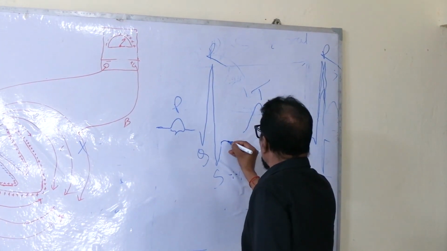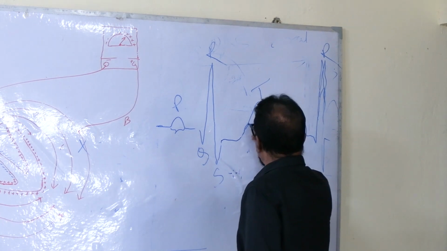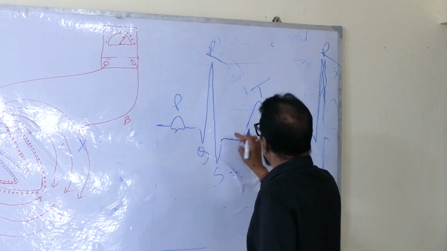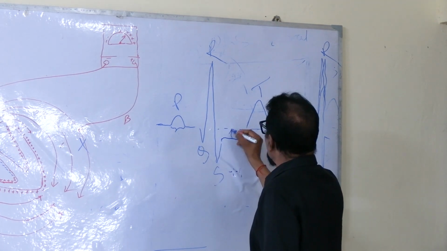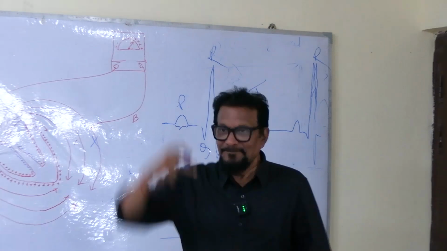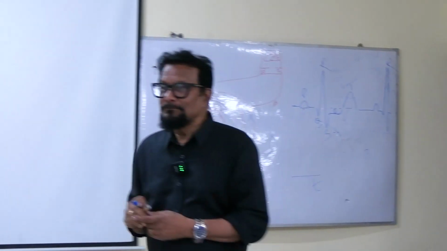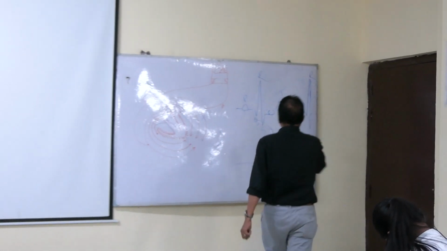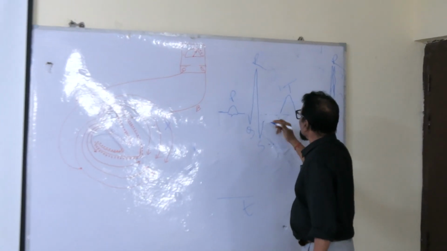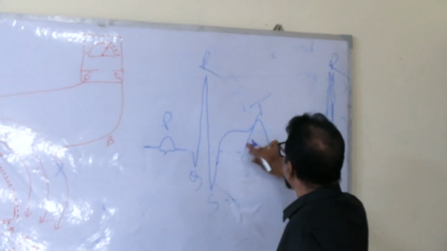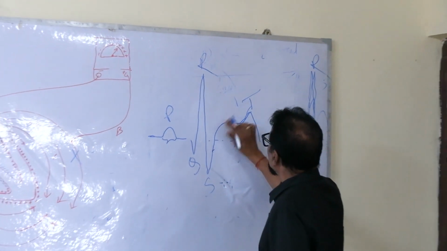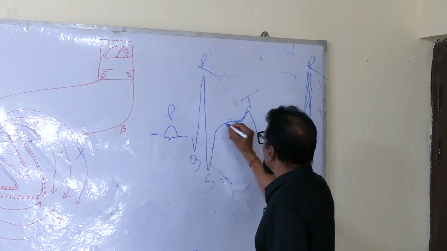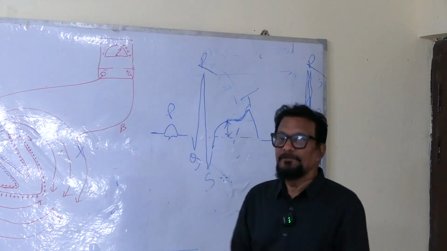Below the baseline. We have to see how much, what is the distance, how much it is below. With that, we confirm that ischemia is there. At the same time, in case of infarction, there will be elevation, not depression. This sort of elevation will be there. The ST segment is elevated in infarction.